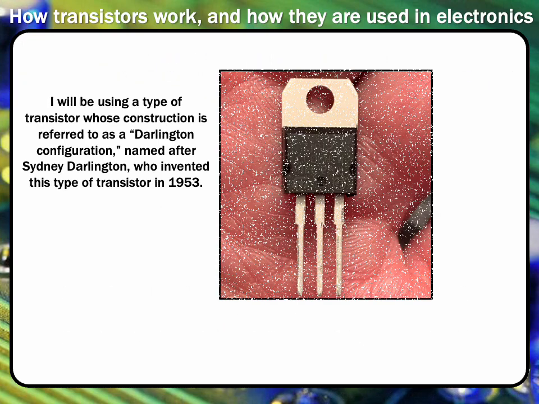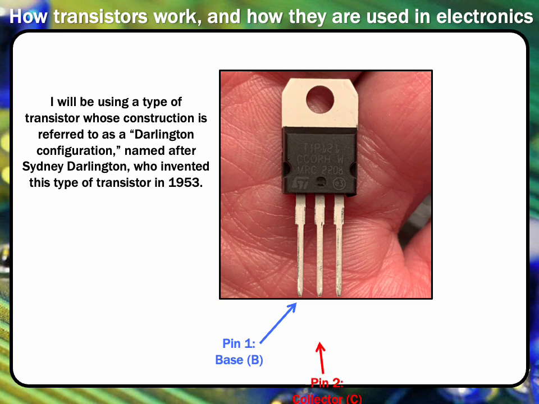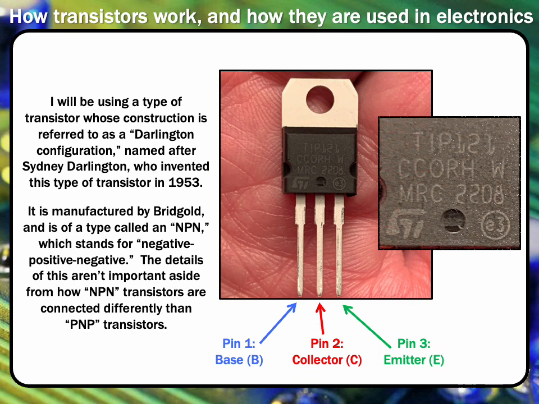The specific type I'm using has a construction that's called a Darlington configuration, named after the person who invented it. And those are the three pins again. Not all transistors have the same pins serve the same function. Sometimes the middle pin, pin 2, is the base pin. That's actually a little bit more common. So you've got to make sure you know which are which for the one you've purchased.